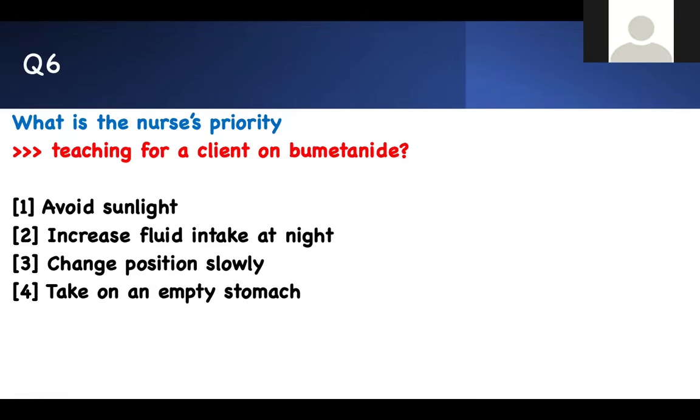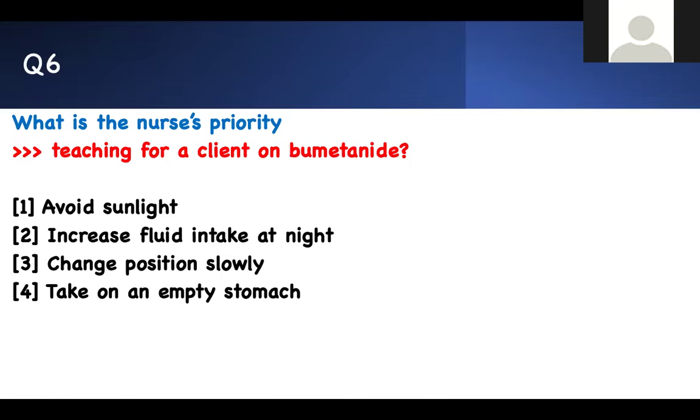Teaching for a client on Bumetanide. This is another class of medication. They are diuretics. This specific one is a loop diuretic. Most diuretics are what? Sulfa drugs. They cause photosensitivity. They cause dehydration. They cause hypokalemia. What do you think the priority is?